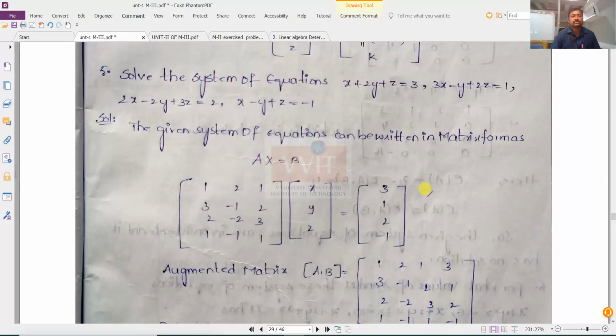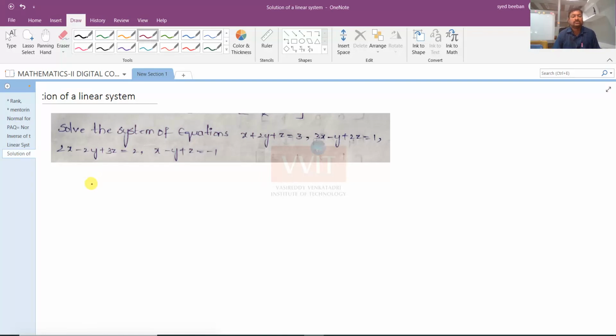Solve the system of equations x plus 2y plus z equal to 3, 3x minus y plus 2z equal to 1, 2x minus 2y plus 3z equal to 2, x minus y plus z equal to minus 1. Let me try this for you here. So in this one, this is the system.